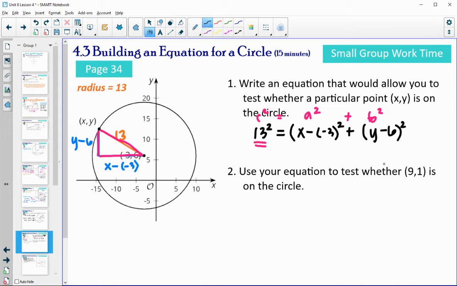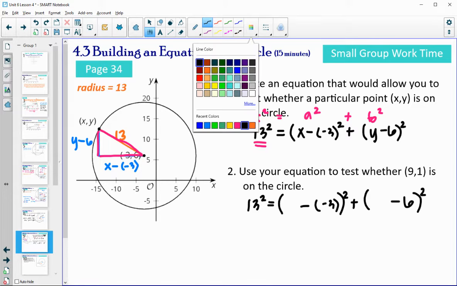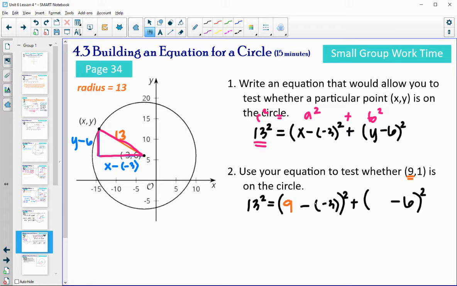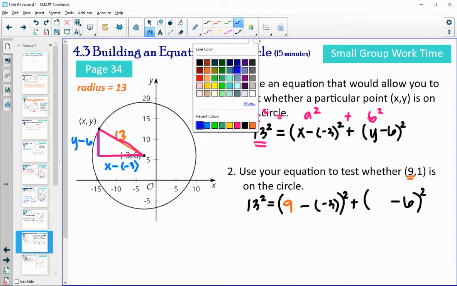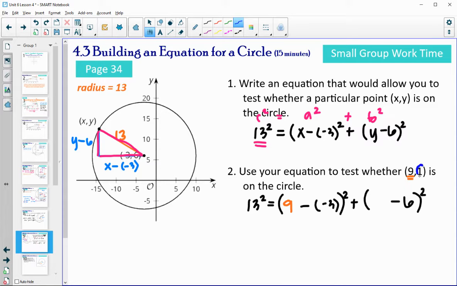So now let's test the point (9, 1) in here. So 13 squared should equal, when we plug in, and I'm just going to leave the x blank there, and then the y blank. So x minus a -3 squared plus y minus 6 squared. I'm just going to leave blanks so we can fill this stuff in. So our x coordinate is 9, so we're going to do 9 minus -3. And our y coordinate is 1. So we'll plug that in.